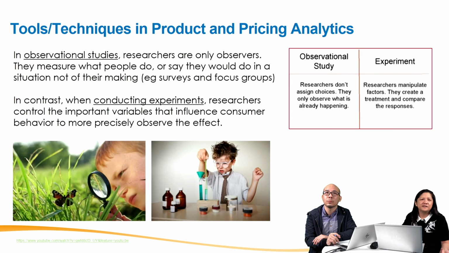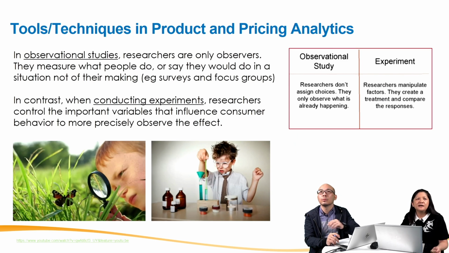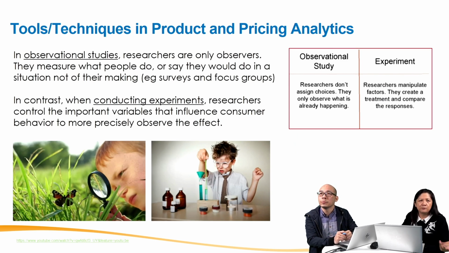Okay, there are two major tools and techniques in product and pricing analytics, namely observational studies as well as experimental design. What are observational studies? In observational studies, researchers are only observers. They measure what people do or say what they will do in a situation not of their making. For example, you may be familiar with just developing surveys or just doing focus groups. We are just observers, like the little kid you see on the left-hand side, just understanding and observing the butterfly in action, but we are not doing anything to influence the situation.